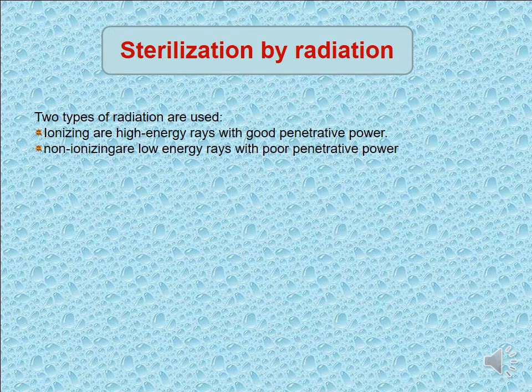The other type of sterilization, other than heat, is sterilization by radiation. We have two types of radiation used, either ionizing or non-ionizing. The ionizing radiations are high energy rays with good penetrative power. Non-ionizing are low energy rays with poor penetrative power.